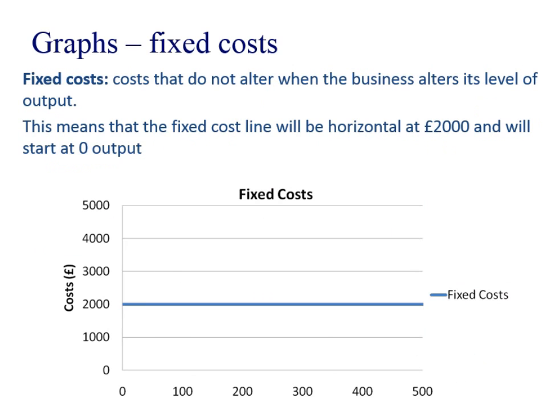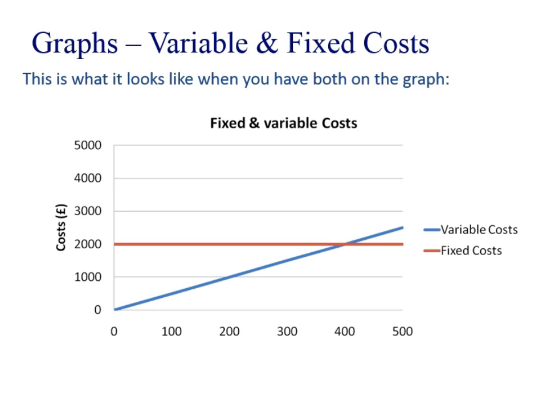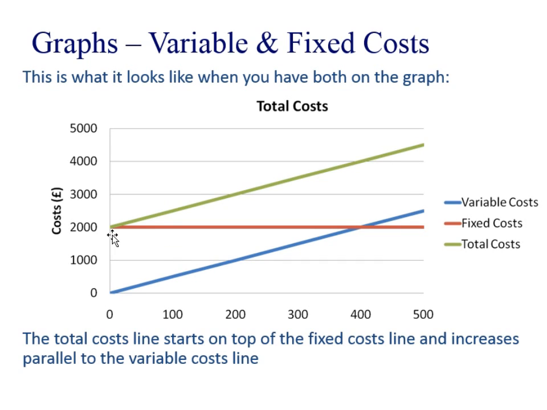So if we were putting this on a graph, with output along the bottom and costs up the side, fixed costs don't vary with output, so they would stay completely horizontal. Whereas variable costs start at zero. If you produce nothing, you're not going to incur any variable costs, and they'd increase as output increases. So if they're both together, that's what they look like. Then total costs are just your variable costs and your fixed costs added together. So it pivots the variable cost line upwards. The total cost is the green line, and it starts from 2,000, because even if you produce nothing, you're still going to have to pay those fixed costs.